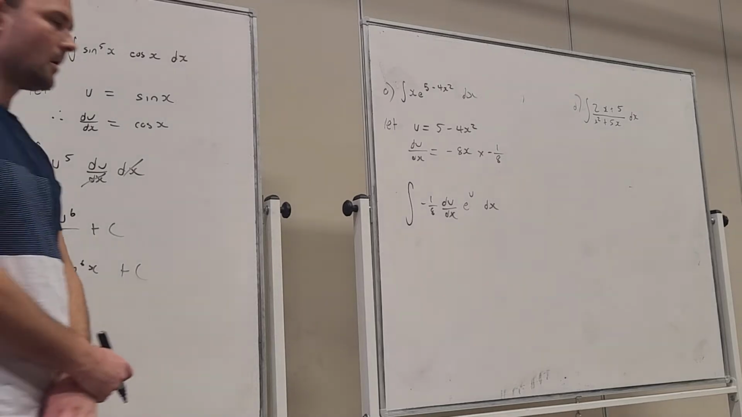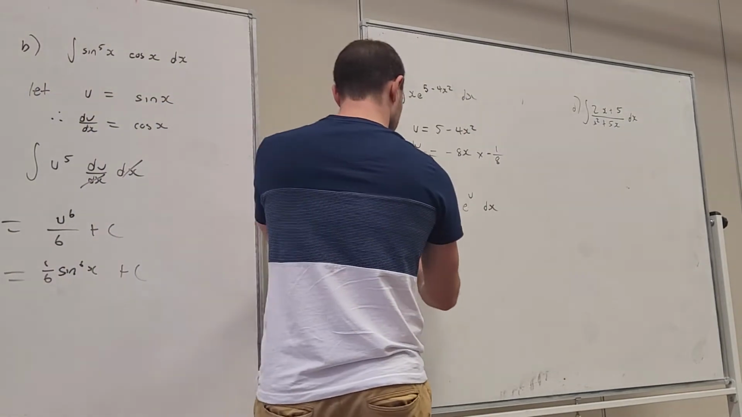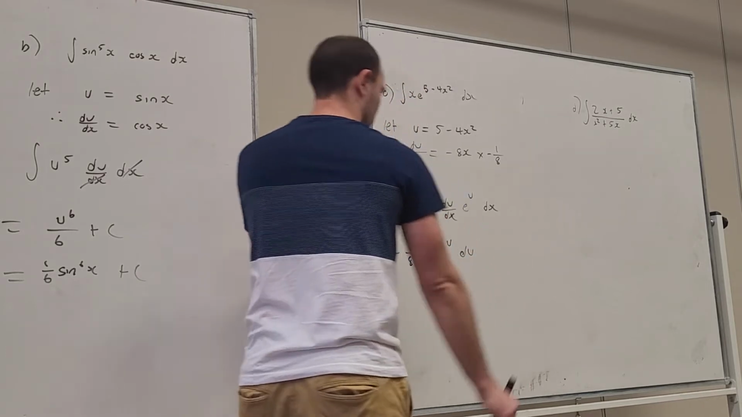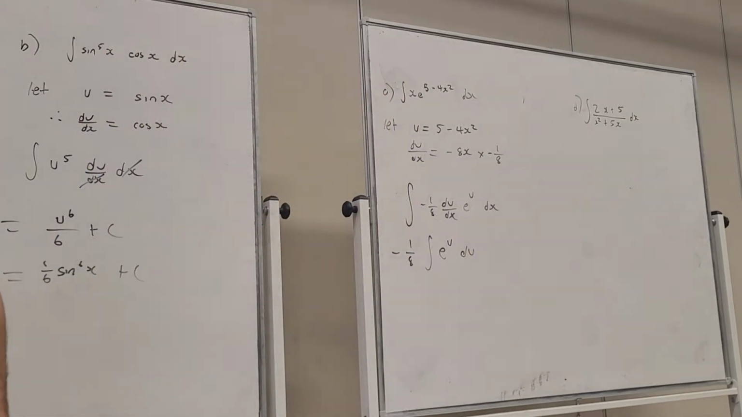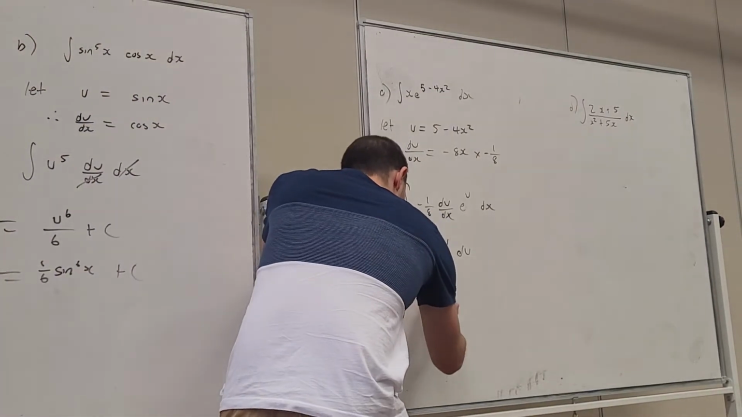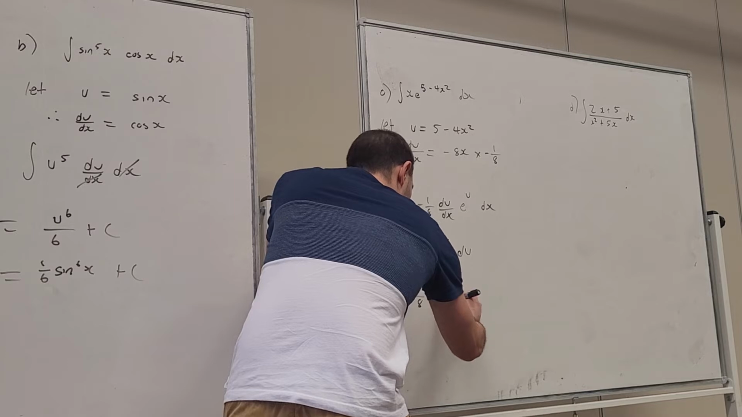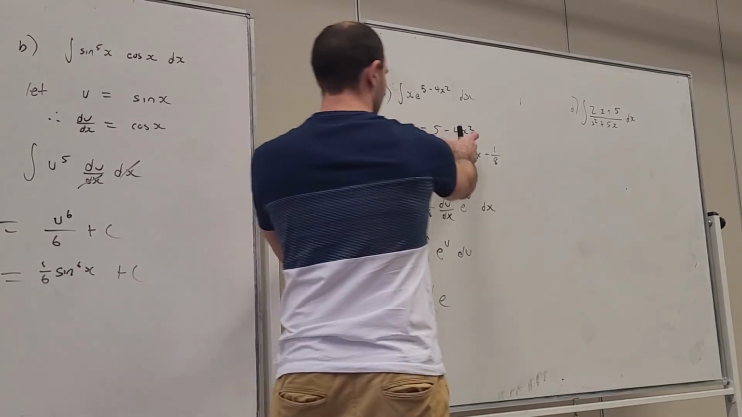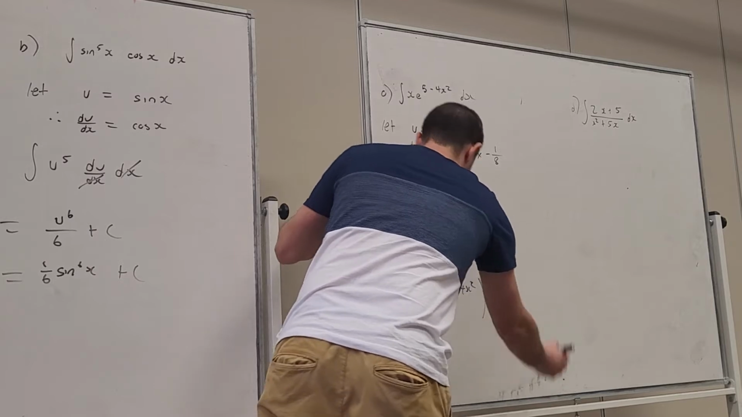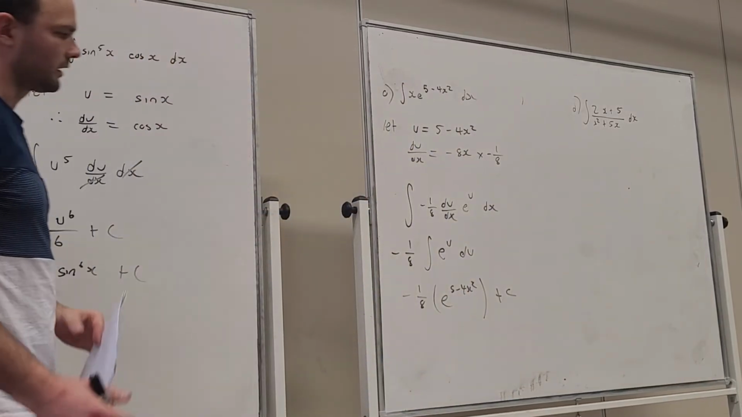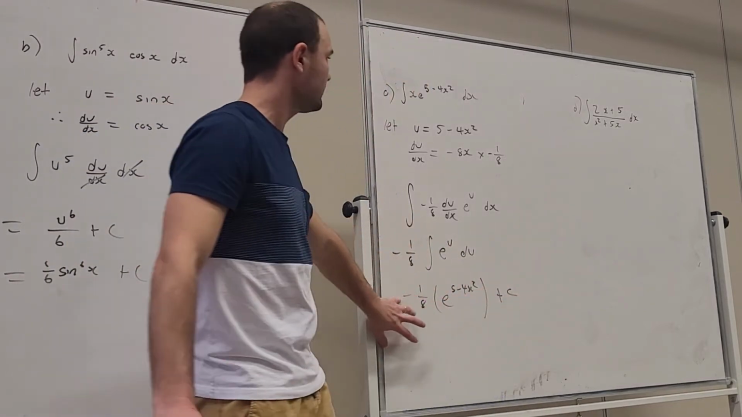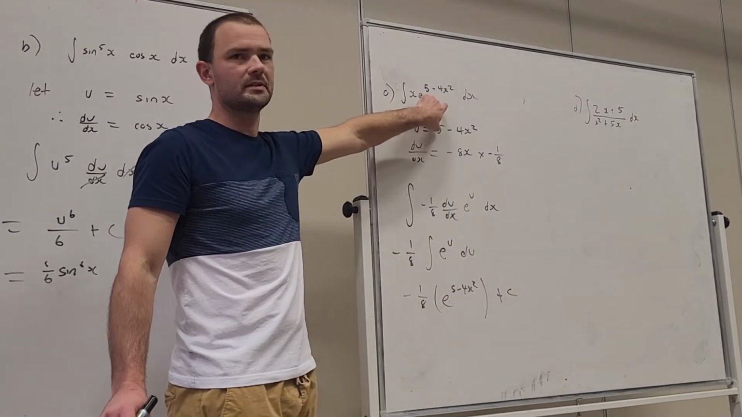Minus 1 on 8, I'm going to bring that out the front. And what are we left with? e to the u du. Integral of e to the u is going to be e to the u plus c. So we have minus 1 on 8 multiplied by e to the u, where u is 5 take 4x squared, plus c. Again, how can we check? If we differentiate this, what do we obtain? We're going to obtain what we started with.